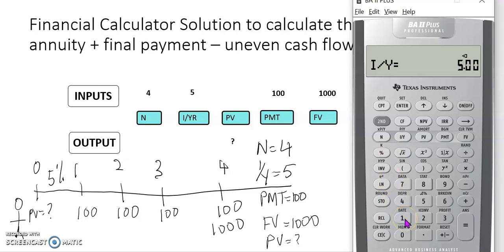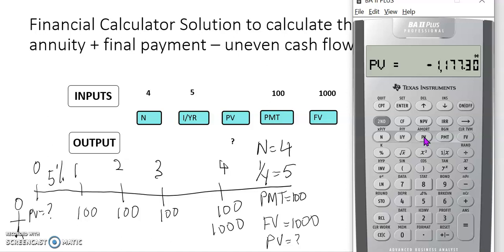$100 in the form of PMT and $1,000 as FV. And finally, to compute the present value, which gives me a present value of 1,177.3.